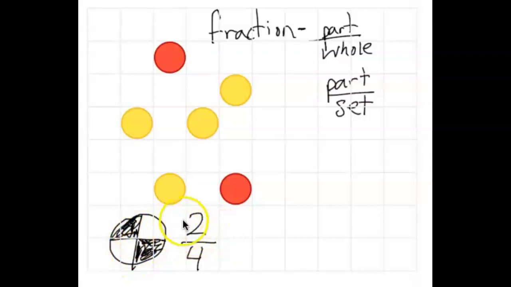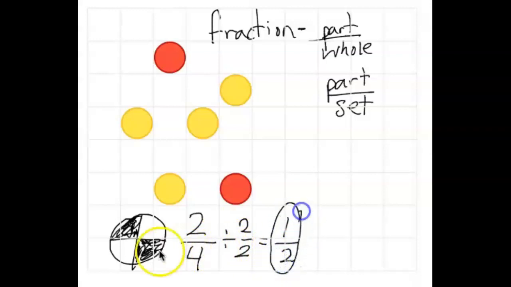So what number could we divide the top and the bottom by? Go ahead and answer that for me. All right, to find an equivalent fraction that is smaller, we're going to divide the top and the bottom by 2. So if you said 2, you are right. If we divide 2 by 2, we get 1. And if we divide 4 by 2, we get 2. So the simplest form of this fraction will be 1/2.